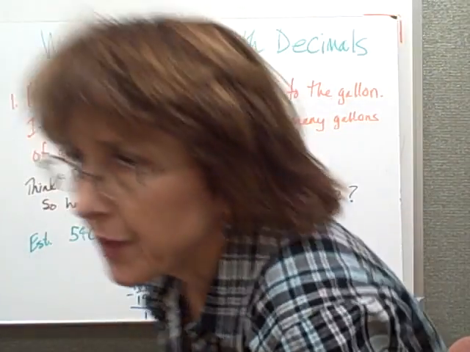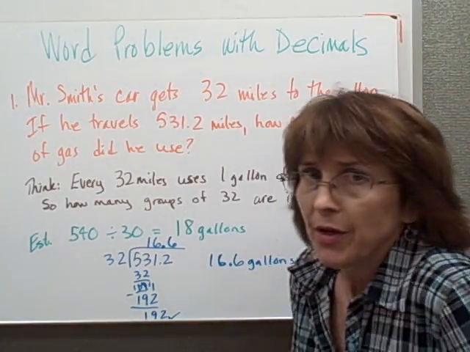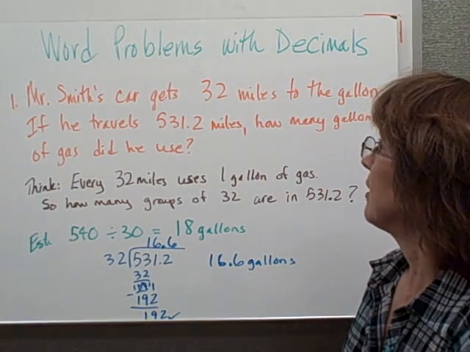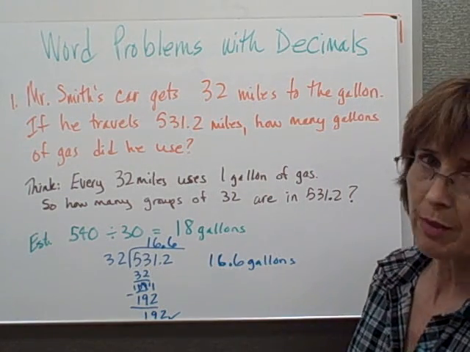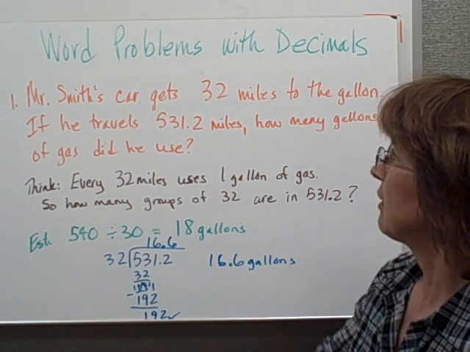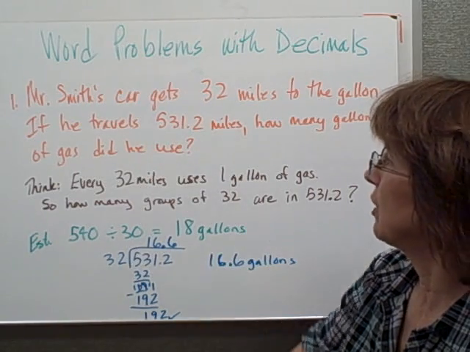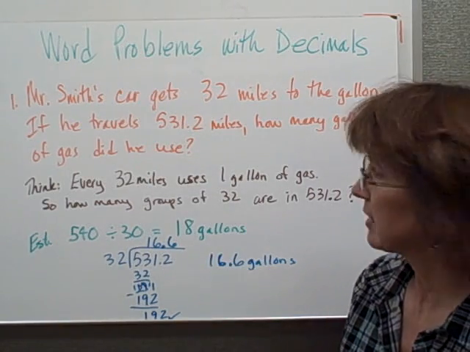Okay, so now we're going to talk about word problems with decimals. All right, so our first one is Mr. Smith's car gets 32 miles to the gallon, and if he travels 531.2 miles, how many gallons of gas does he use?